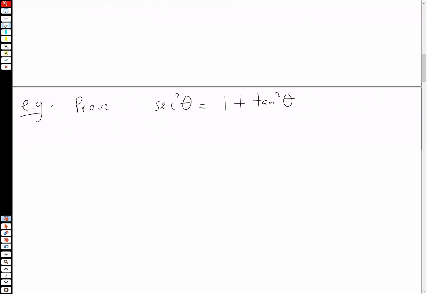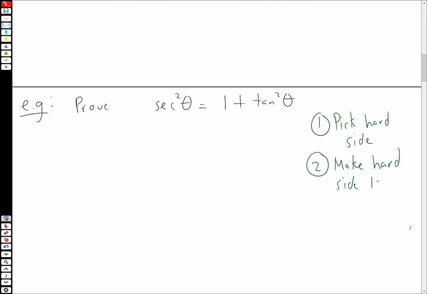Now, my first suggestion for you, whenever you're doing a trig identity, and this might seem backwards, the first thing I recommend is pick the harder side. Once you pick the hard side, our objective is to make the hard side look like the other side by using either algebra or the identities that we talked about above. Now, again, that might seem backwards, but usually with the hard side of a trig identity, you have more to work with.